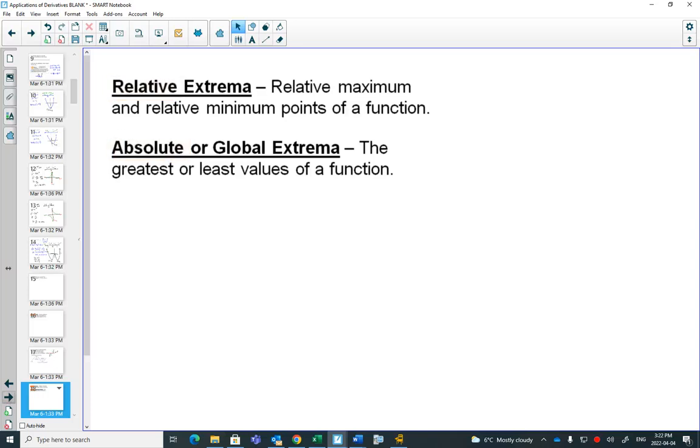We have relative maxes and mins and absolute maxes or mins. Somebody in this class is the tallest. Somebody in this class is the shortest. In this class, the tallest person would be a relative maximum because they are the tallest person in this class. But they're not an absolute maximum because I'm pretty sure there's taller people in the world than the tallest person in this class.